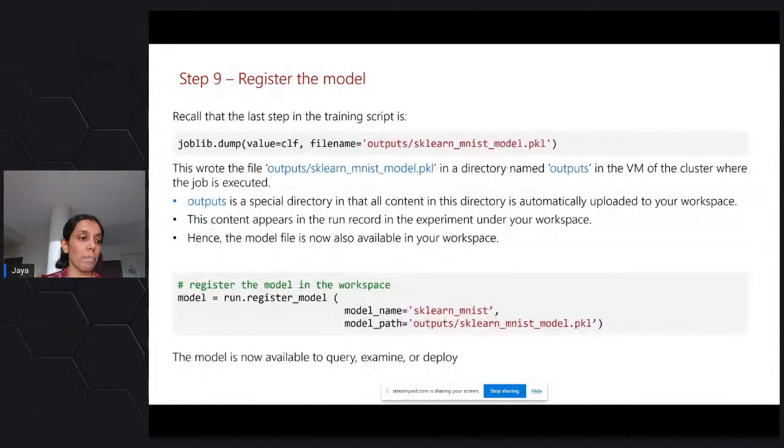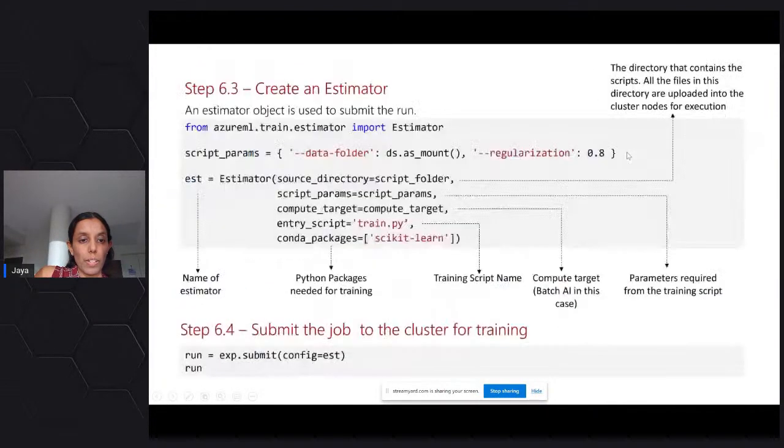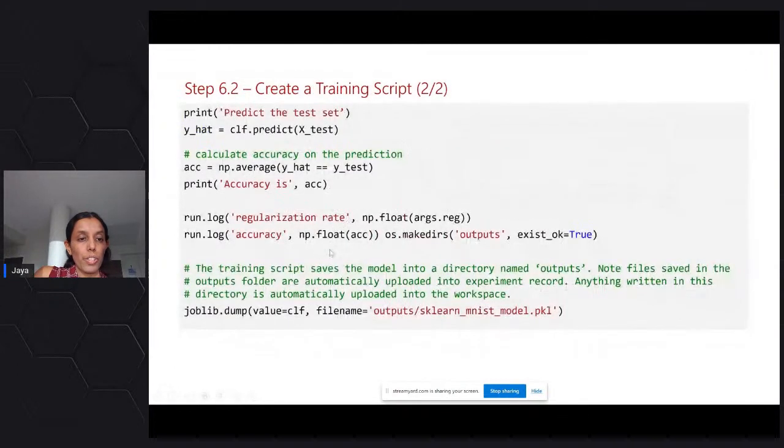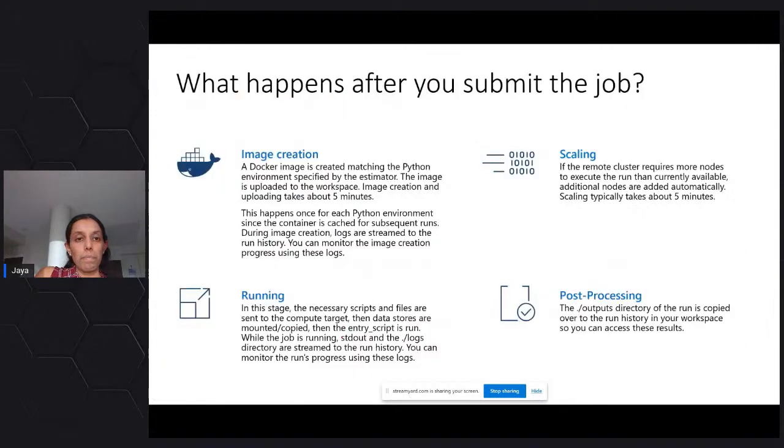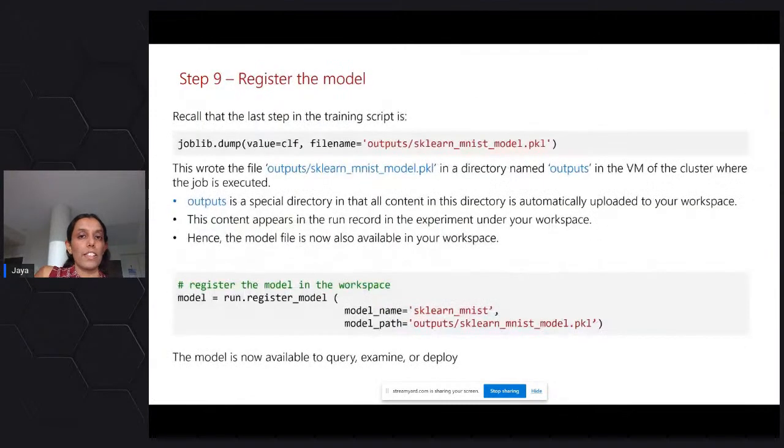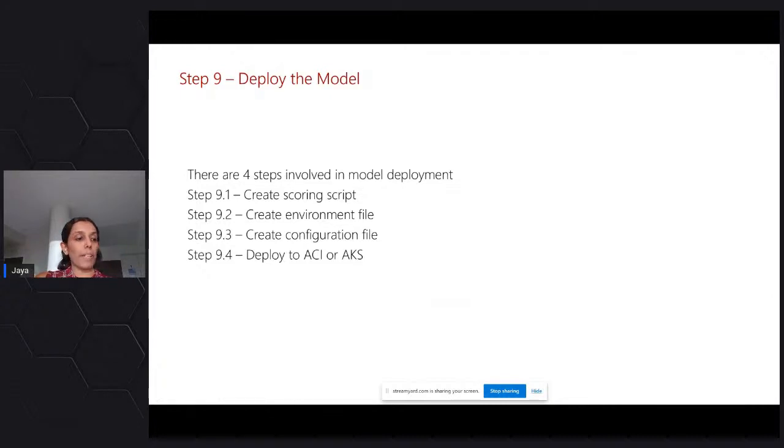Once you're happy with the model, you want to register it. In the last step of the training script, you did a joblib dump, dumping the best model, the only model in there. So in this outputs folder, there is this pickle file, which is the model. You pick this model and say register the model. You give it a name and the location, the same location where you dumped it from your training script. Now you're ready for deployment.